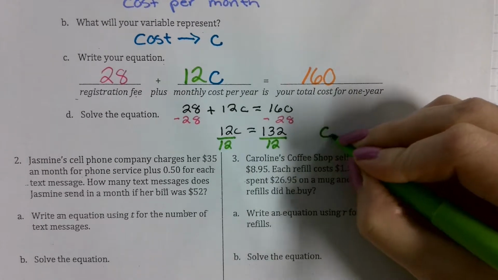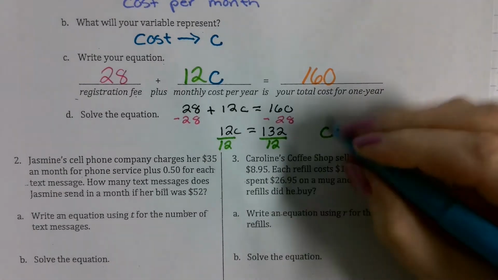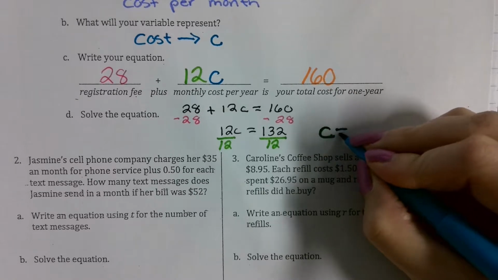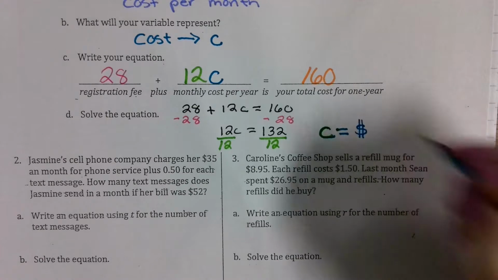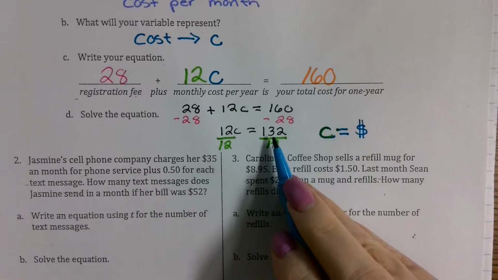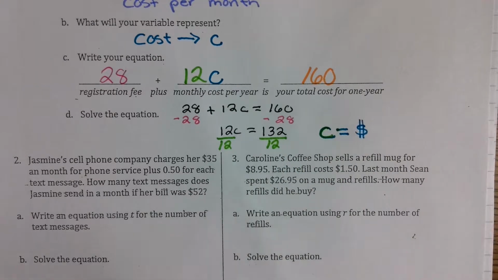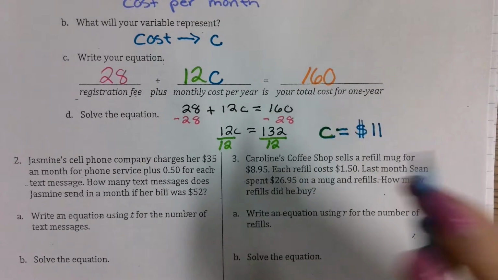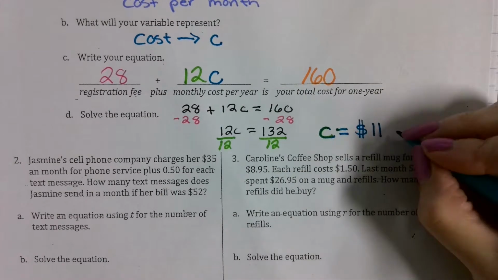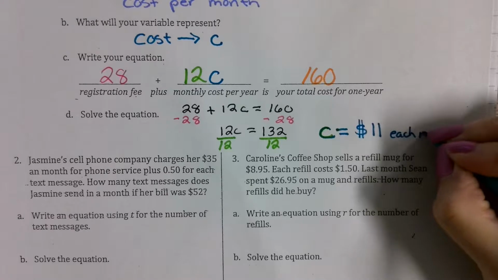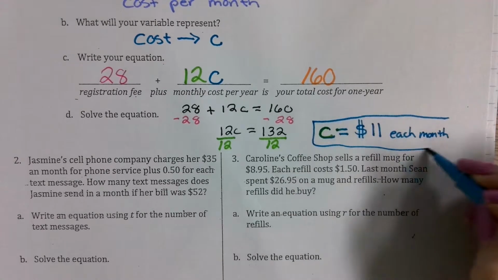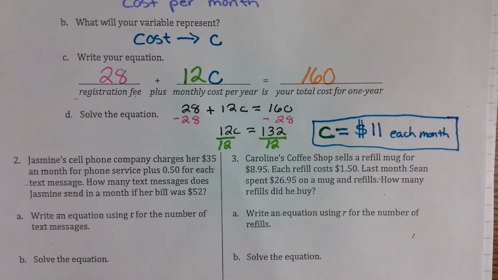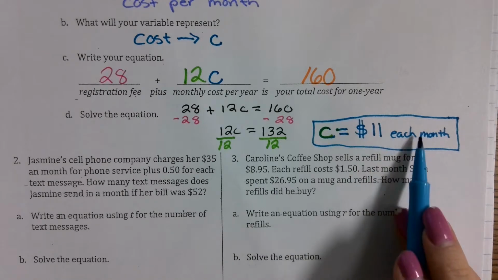And that will give me my value of C, which I need to do in blue because that's my variable. And what will C equal? What's 132 divided by 12? 11. So the cost, it's $11 each month. I want to make sure that I write that down. I don't just want to give a number. I need to give what it represents. What is it standing for? That is the cost each month.